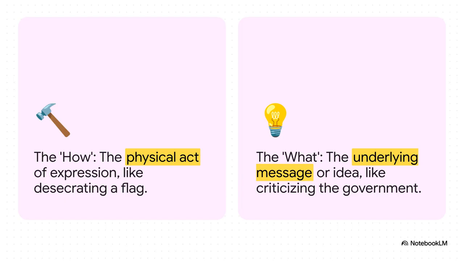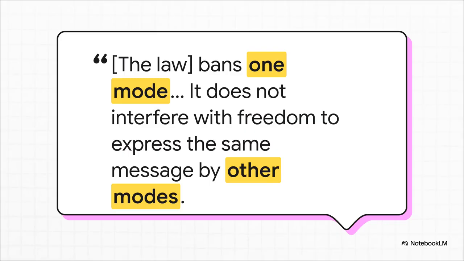Is the law stopping what you can say, the message itself, or is it just stopping how you say it, the physical act you use to express it? And this quote right here from the Chief Justice shows exactly how the court used that distinction. He's saying, look, the law against desecrating a flag doesn't stop you from criticizing the government. You can still write an article, give a speech, whatever. It just bans one specific way, one mode of doing it.